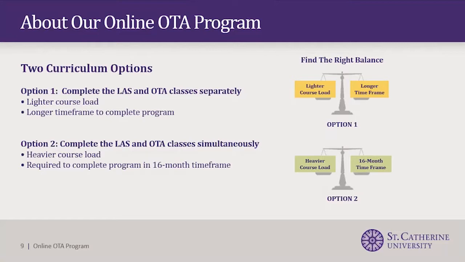One of the other great things about our program is that we have a couple different curriculum options for you. In our program, you have to complete occupational therapy assisting courses in addition to liberal arts classes, commonly referred to as LAS. You have to complete classes in both OTA and LAS in order to graduate. One option is to take your OTA classes while you're taking LAS courses. If you go this route, it typically takes students about 16 months to complete the program, assuming you've got all of your prerequisites completed. It is a little bit heavier of a course load, though.